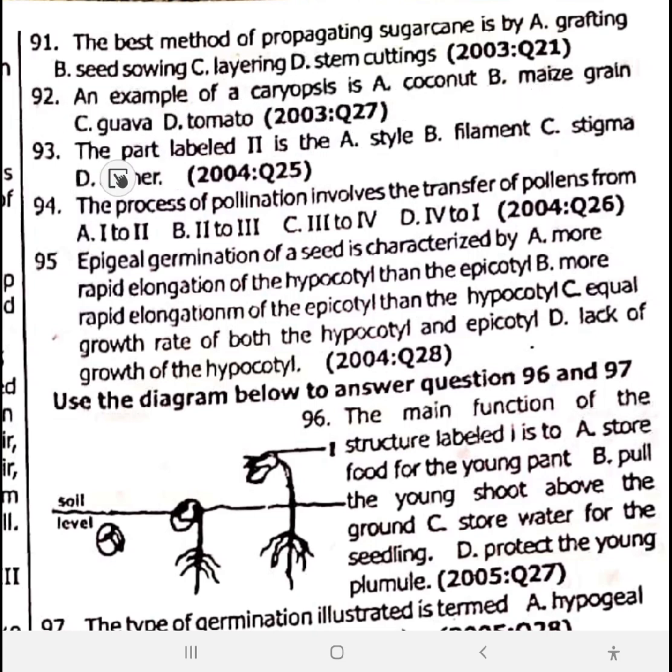An example of caryopsis is the maize grain. Maize, option B. 93. The part label not given. The process of pollination involved not given. The diagram they did not give us. 93 and 94. Epigeal germination of seed is characterized by epigeal. 95 is option A. More rapid elongation of the hypocotyl than the epicotyl.